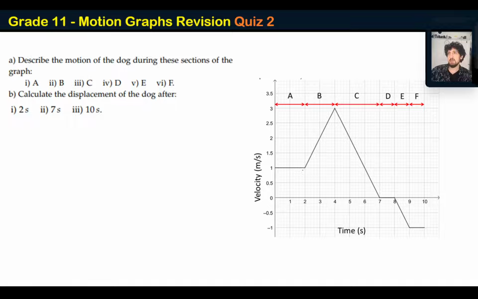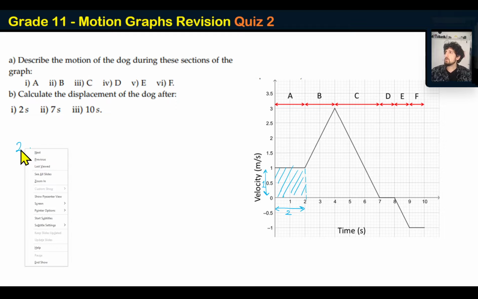So that's 2 seconds over here. That's what they want. They want the area under the graph. So that's going to be 2. Remember, it's base times height. So that's 2, and that's 1. 2 times 1 means 2 meters. And that's it. 2 meters.